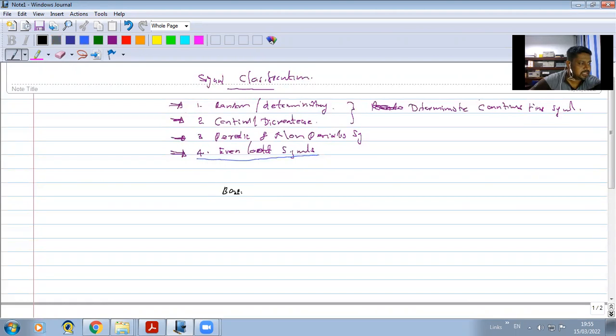Under the basic signals, maybe we can say special signals, or normally referred to as basic signals, up to now we have learned only one basic signal, that is the sinusoidal signal. Okay, sinusoidal signal. And we have seen that this is a periodic signal.